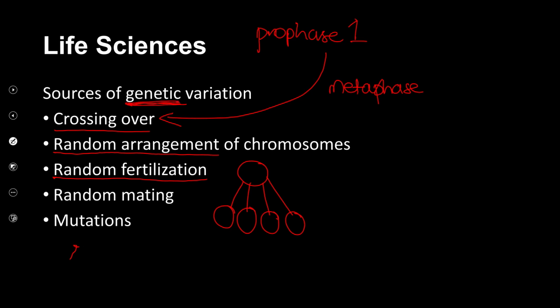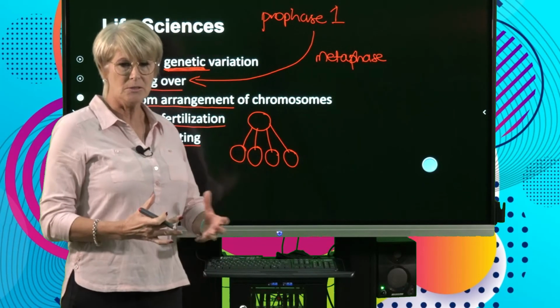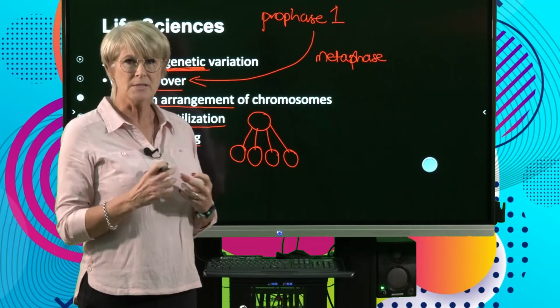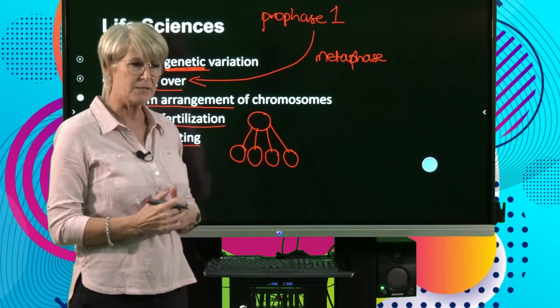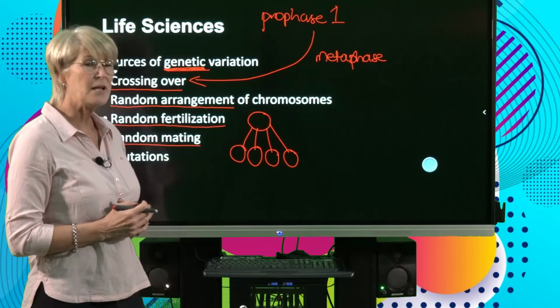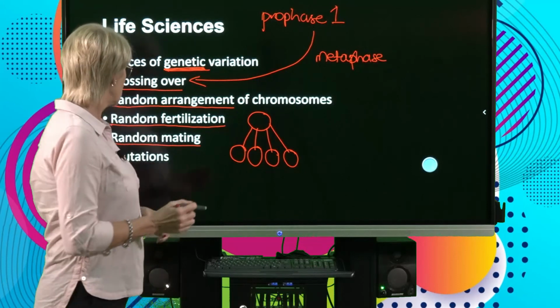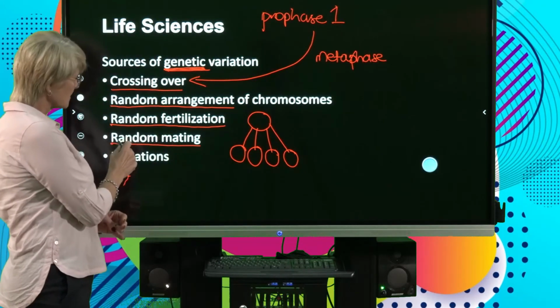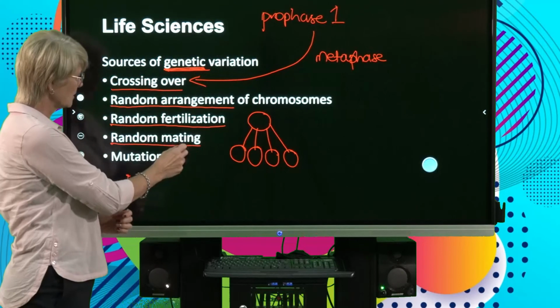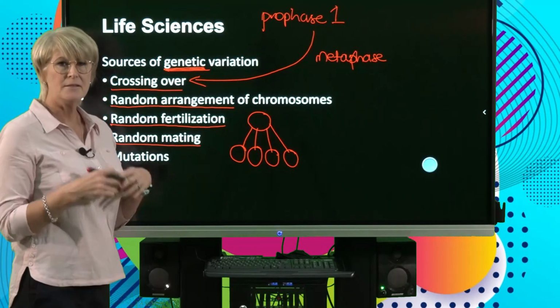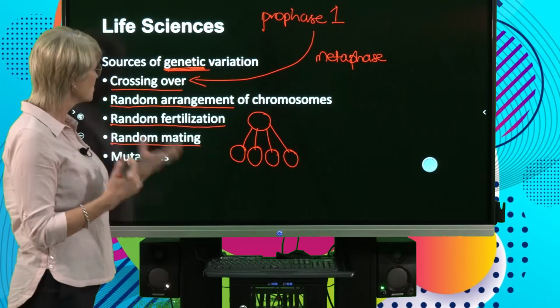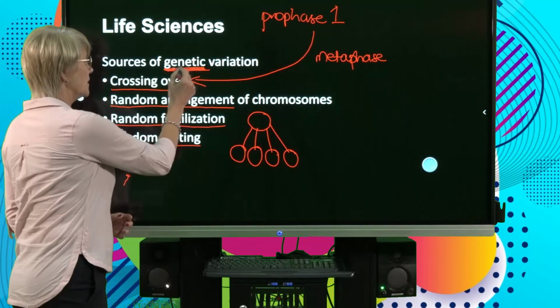Okay, the next source of genetic variation is random mating. If we have a look at organisms in the natural world, not all organisms have partners that mate for life. Most organisms don't. Even in the plant world, mating is random. So there isn't always the same mate. The mating partner is not always the same. And because it's random, this also introduces genetic variation.